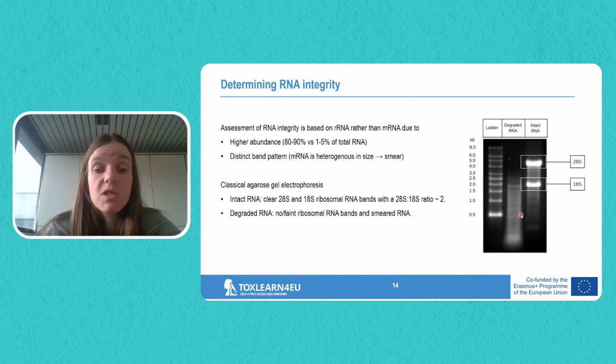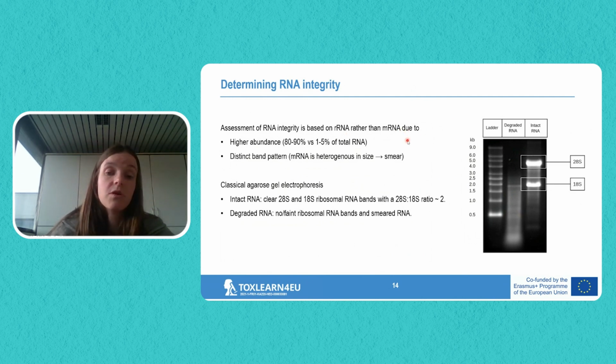And even though in qPCR we're looking at transcript level, so at messenger RNA, assessment of RNA integrity is based on ribosomal RNA instead, because the ribosomal RNA will also be isolated using the RNA extraction methods that we just discussed. The reason why it's based on ribosomal RNA rather than messenger RNA is that in cells, ribosomal RNA has a much higher abundance. 80 to 90% of RNA present in cells is ribosomal RNA, whereas only 1 to 5% of the total RNA is messenger RNA.